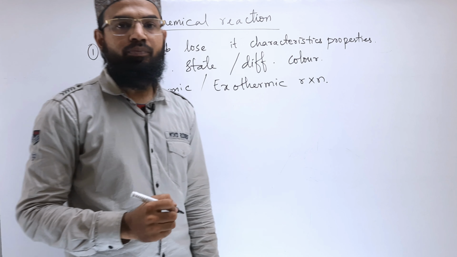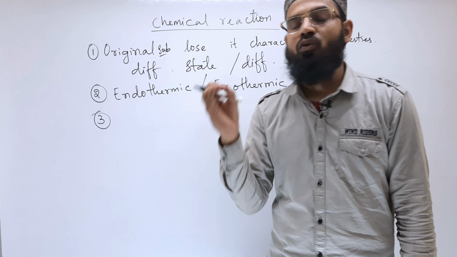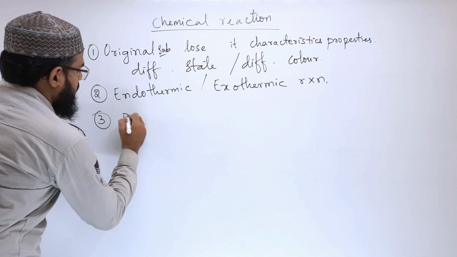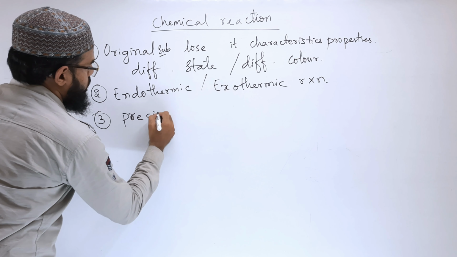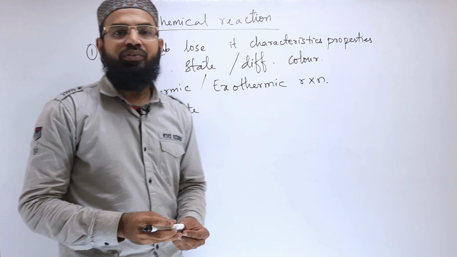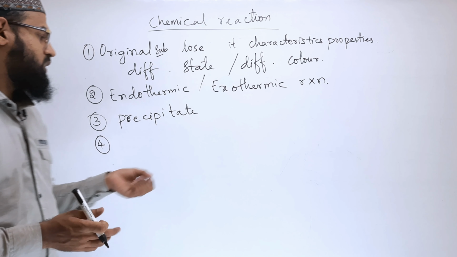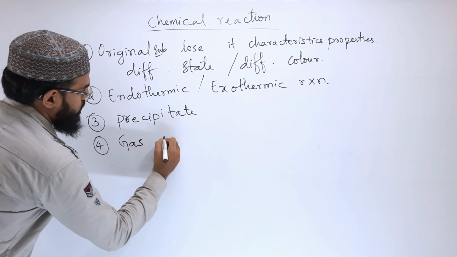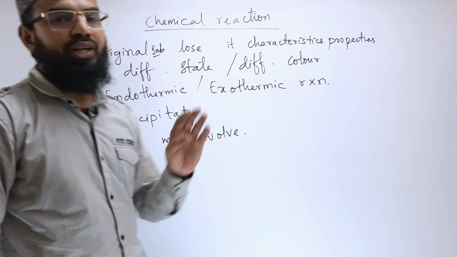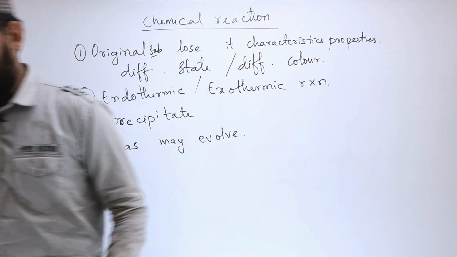The third indicator is that during a chemical reaction, an insoluble substance may form. That insoluble substance we call a precipitate. So a precipitate can form. And the fourth point is that gas may evolve. If a reaction has taken place, some gas will be released. So these are the four indicators. By observing these things, we can say that a chemical reaction has taken place.